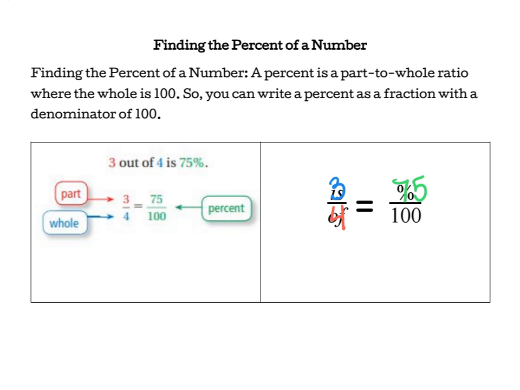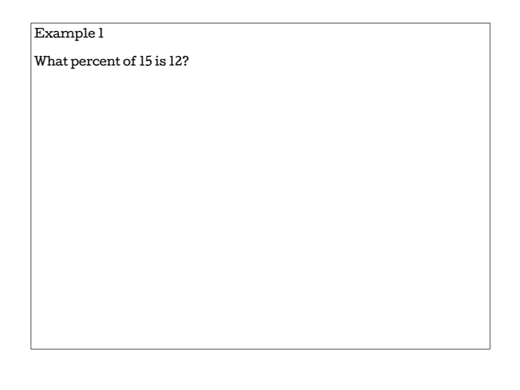Now, I can do this if I'm missing a piece as well. Let's always start with our is over of equals percent over 100. I'm going to write that in a lighter color so that I can write on top of it. So is over of equals my percent over 100. And now I'm going to switch to a darker color and we're going to fill it in.